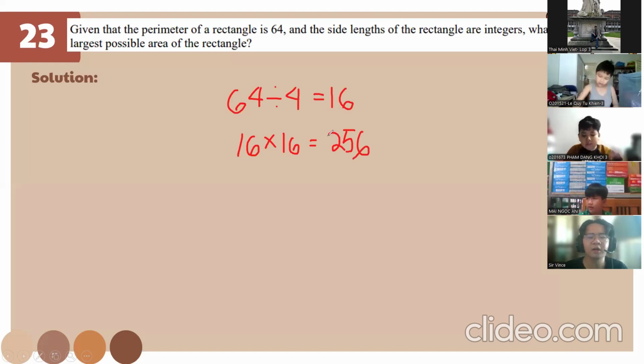Okay, I will go. Remember this one? Before I'll go back to number 22 rather.